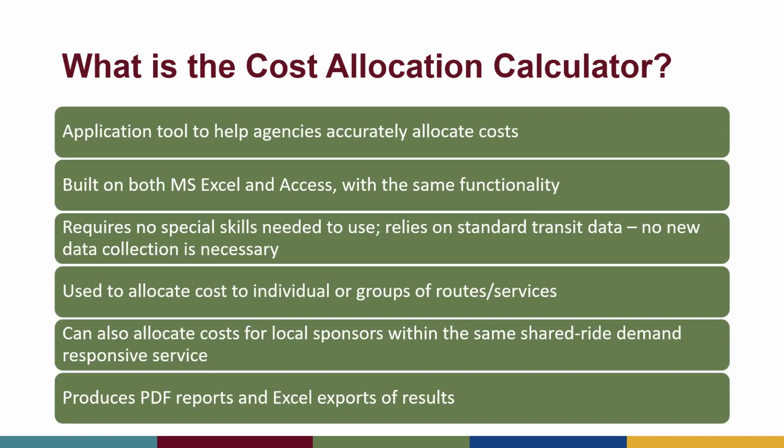Also, a big thing that we want to emphasize that the calculator is able to do is you can allocate or sub-allocate your cost for a shared ride demand responsive service from that overall service to different local sponsors within the route, using passenger miles and passenger hours, and kind of what Michael was just discussing in terms of making that determination of that data by sponsor. The calculator can take that information and determine the cost for different sponsors within the same service, and both calculator application versions can do that. So I really want to emphasize that, and I'll show that as well in the reports.